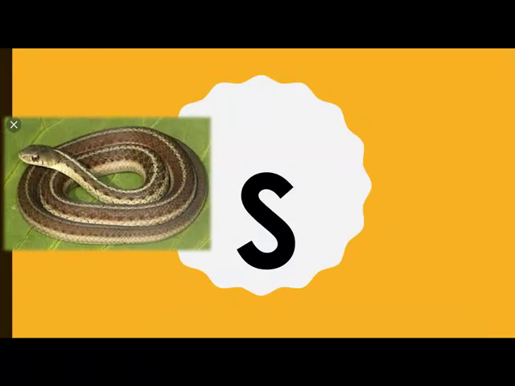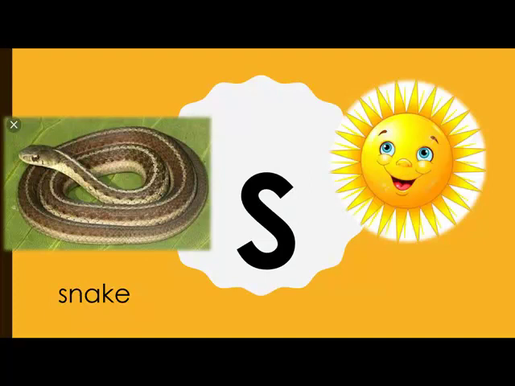Now let us look at letter S and the sound of letter S. The sound of letter S is S. Let us look at the object that starts with letter S. Wow, we have snake. So the sound of letter S is S, for snake. Then we have S for sun.